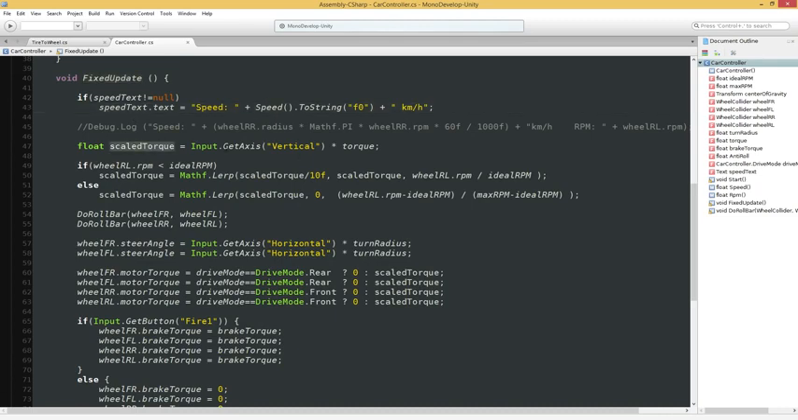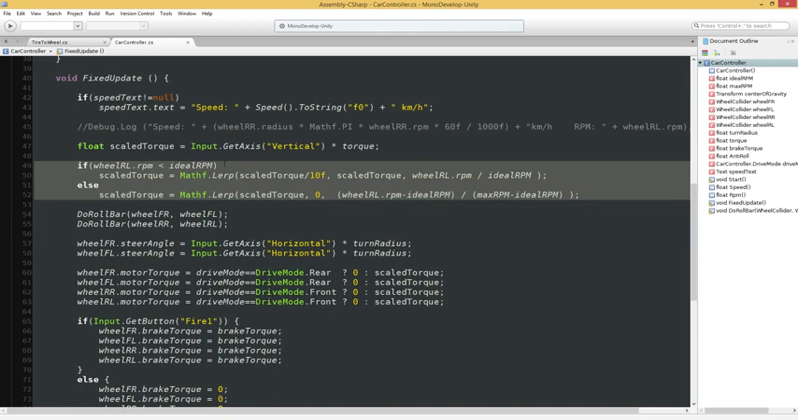We update the speed text. The torque is based on the vertical axis, so up and down on the keyboard or the joystick, multiplied by my torque value, which right now is 500, right? So we get that scaled torque. It can be 0, it can be positive, it can be negative if I'm holding backwards, in which case we'll actually reverse. And then I do my wheel RPM calculations.